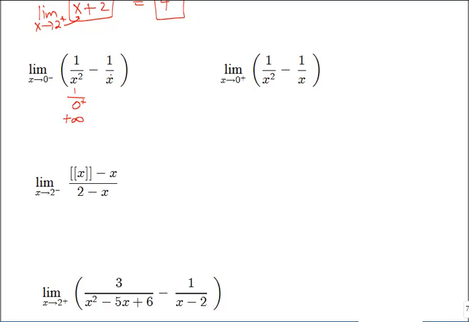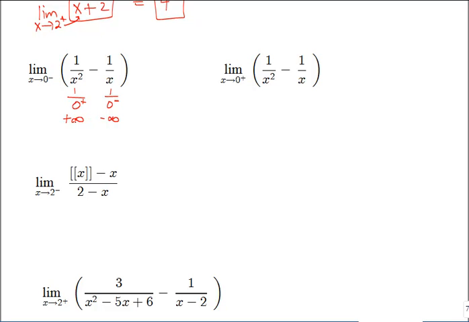If I look at 1 over 0 for this second one, this time the 0 is going through negatives because I'm not squaring it. So 1 over 0 through negatives also blows up, but it's going to go down to a minus infinity because we have a positive divided by a negative.